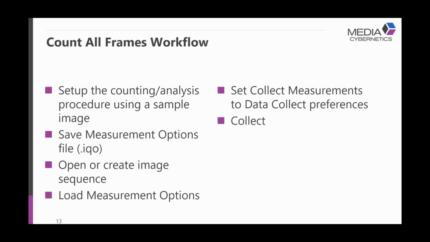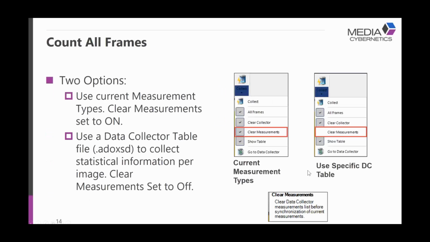So it's a way of doing batch processing in a slightly different way, but it can really simplify things if you just have the image sequence, apply a count, and generate the data. There are two key options here. This is the drop-down. I'm going to use count size today as an example, but there are two fundamental options for counting all frames. This is the collect button in the count size ribbon, and in the drop-down, you'll see the preferences.